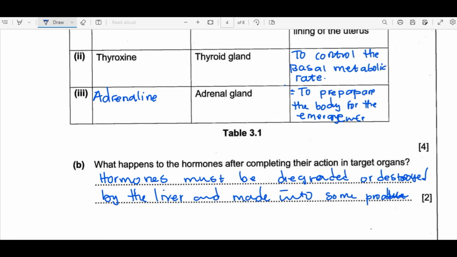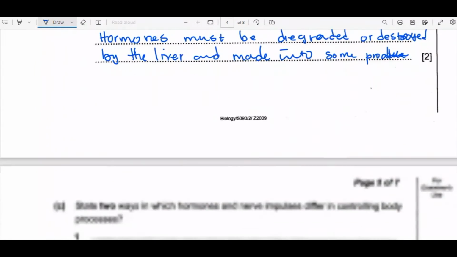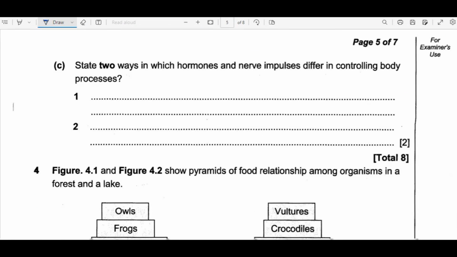So the liver is very important. So we move on to question C. Under question C, state 2 ways in which hormones and nerve impulses differ in controlling. So we are not expected to give answers like hormones are produced by this. No, the question is about controlling.